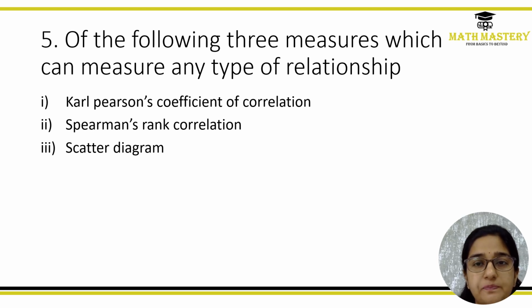The third is scatter diagram. So a scatter diagram, by visually examining the relationship between two variables x and y, helps to examine any kind of relationship between the two variables. Either the relationship is linear, strongly linear, weakly linear, or non-linear, or there is no relationship between the variables. So all the things are covered in scatter diagram. So the correct option is 3, scatter diagram.